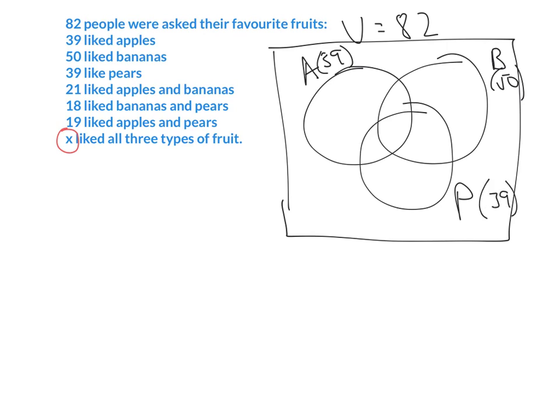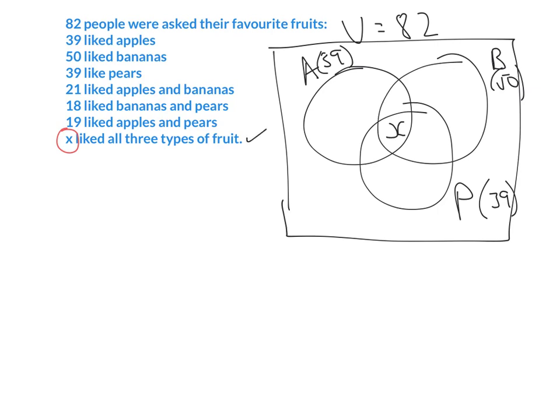We're told that 21 people liked apples and bananas, so again that goes into the intersection. 18 liked bananas and pears, again intersection, and 19 liked apples and pears. We can't do anything with those right now, but we're told that X liked all 3 types of fruit, so that X is going to go into the centre of all 3. And again, don't let it panic or freak you out, it's okay, we're going to take it step by step.